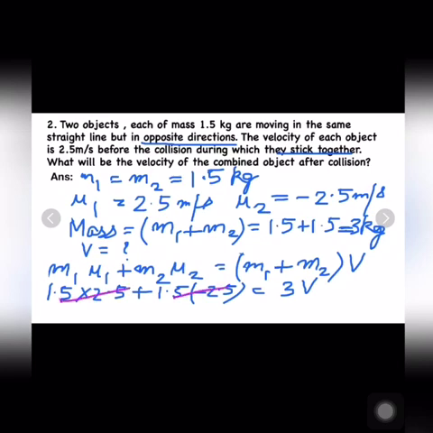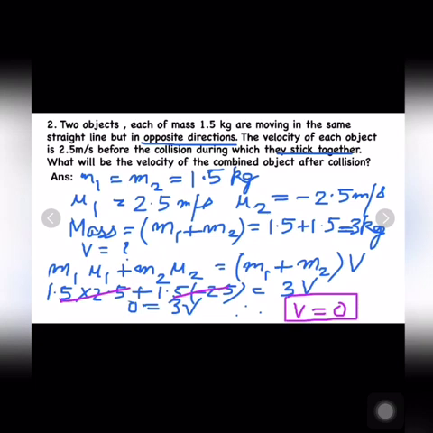So here you can see it will cancel out, plus sign and here minus. So these two terms will cancel out each other. So here it will be 0 is equal to 3v. So therefore v comes out to be the velocity of the combined object after collision. So it comes out to be 0.